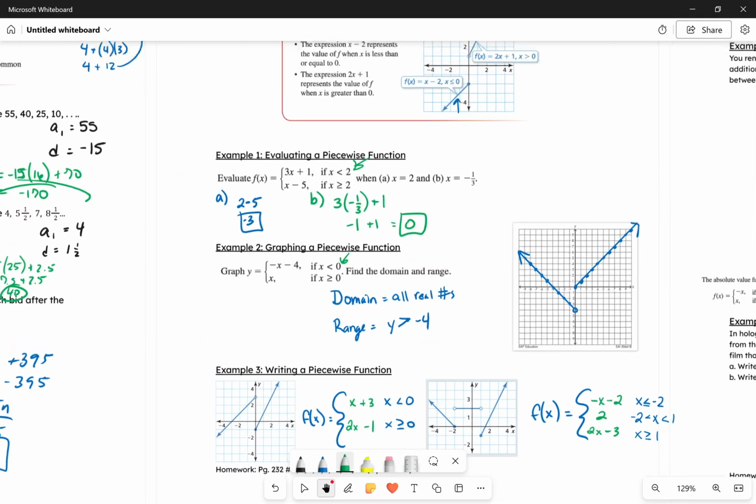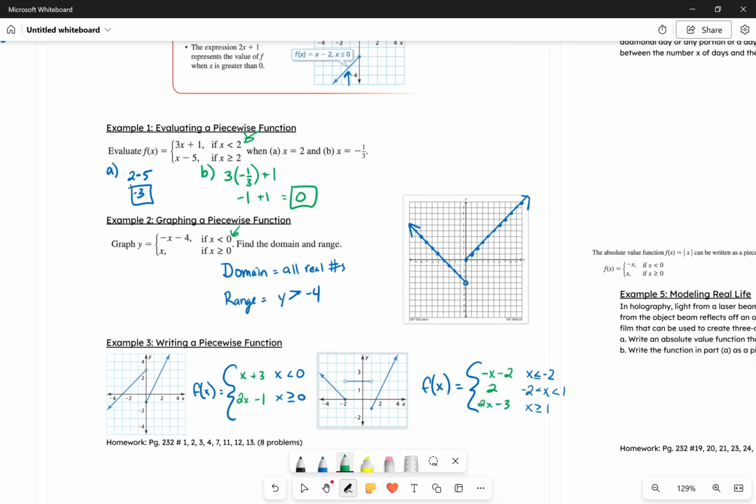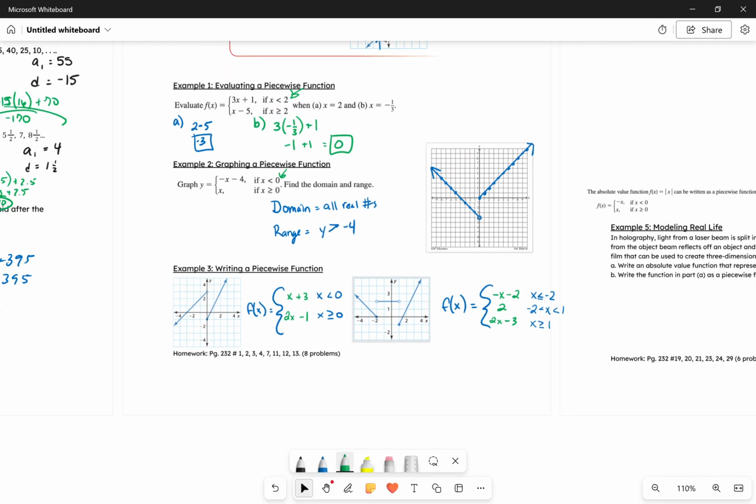Okay, so in this first section, we're just literally talking about how we look at a piecewise function. Can we evaluate when necessary, so plugging in the x value to the right equation? Can you graph it? Can you define the domain and range? And then could you write the equation from the graph? All right, and that's the first part to this lesson.